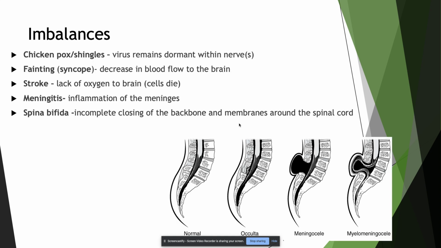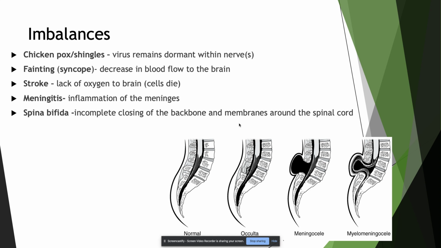There are some imbalances that are associated with the nerves that are shown here. Chickenpox or shingles is a virus that can remain dormant within these nerves, and you may suffer from chickenpox as a child, and the virus can remain dormant and show up later as an adult as shingles. Fainting or syncope is where you have a decrease in blood flow to the brain, and stroke is where you suffer from a lack of oxygen to the brain and the cells may die.